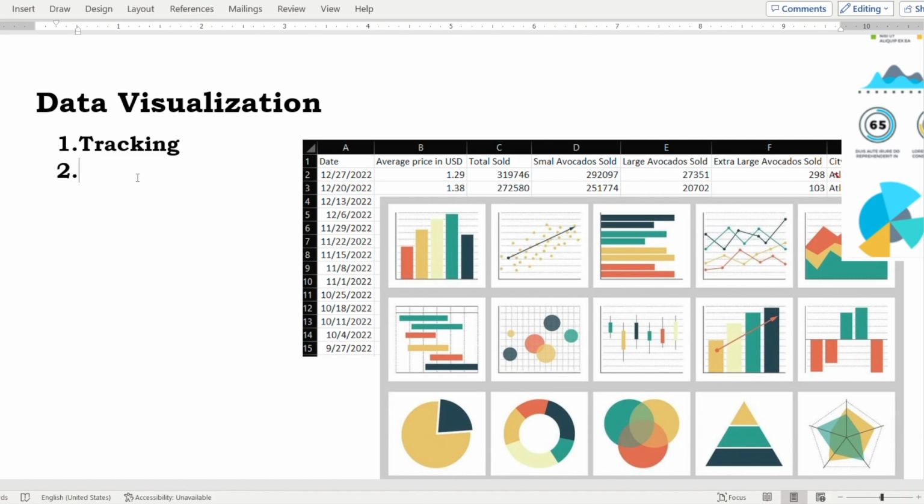Okay, you can use this for corporate or company business, you can say. So tracking of customers or tracking of products or whatever maybe, tracking of sales, you can say. So the second thing is identifying the usage or the trends.